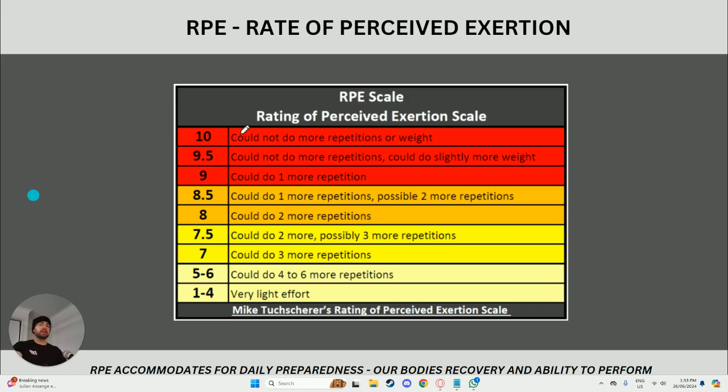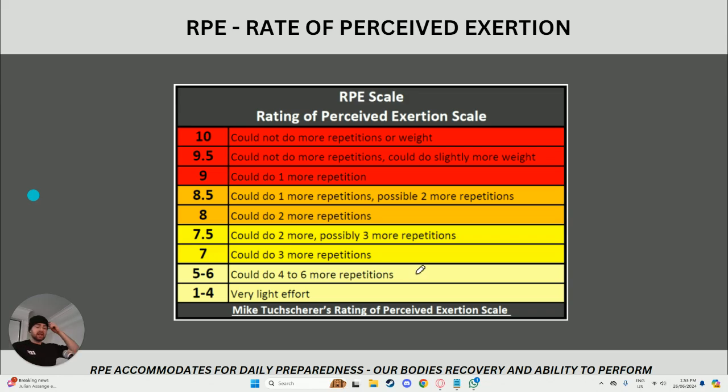On this scale, we're using a reps in reserve model, RIR, reps in reserve. A 10 means you can't do any more reps and you can't add any more weight to the bar. A 9 means you can do one more rep. 8 means you can do 2 reps more. 7 means you've got 3 reps in reserve. So very straightforward. That's where the reps in reserve comes from, right? How many reps you've got left.